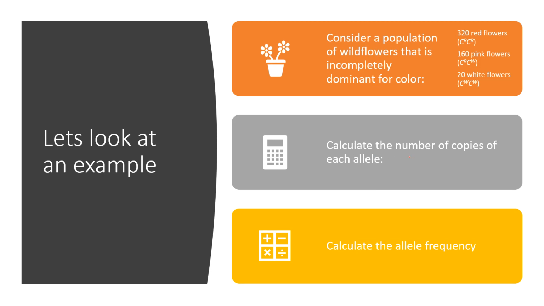So first of all, how do we calculate the number of each allele? We basically have to count how many alleles we have. We have CR, which is our dominant allele, and we have CW. So let's figure out how many total alleles we have in this population. For CR, we have one right here, one right here, and we have 320. We're going to multiply 320 by 2 because each one of those organisms has 2 alleles. So we would have 640. But we're not done yet.